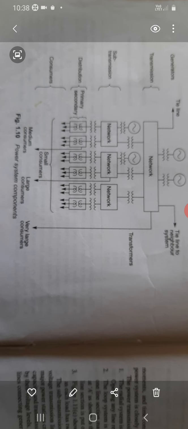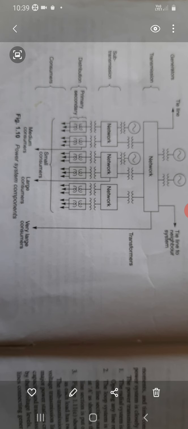So this is the structure of a power system. In it, generators produce the electricity, and through the generator it is fed to the bus bars in the substation. That bus bar voltage depends upon the generation. A generator, when it is producing electricity, produces 11 kV. That 11 kV is fed to the bus bars.